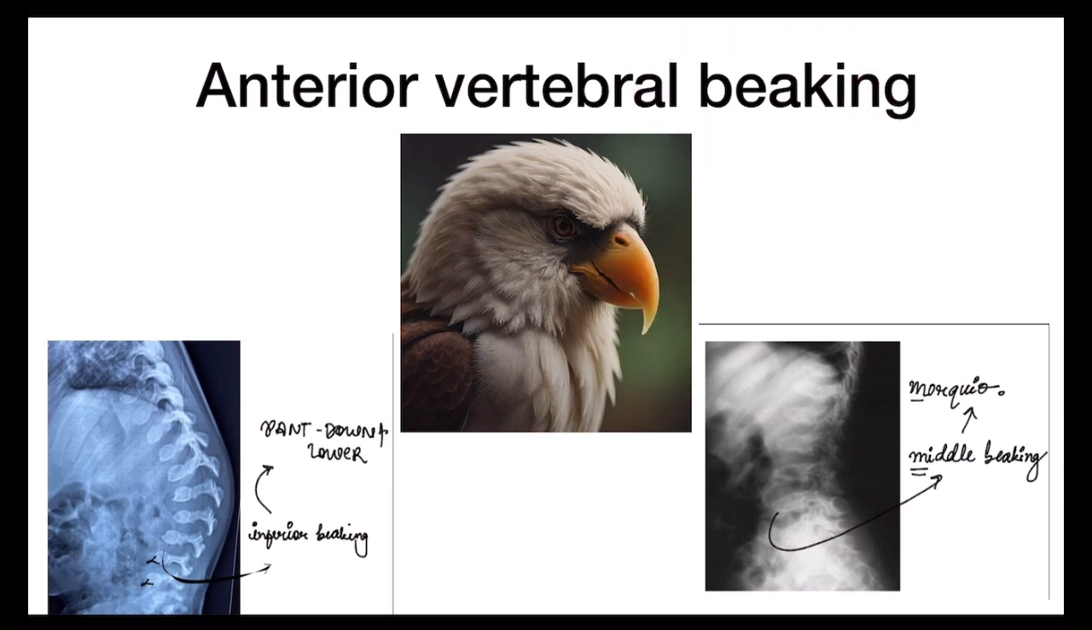So anterior vertebral beaking is of two types. First one is inferior beaking and second one is middle beaking. Inferior beaking, look here in this x-ray, you can see anterior tongue-like projections arising from the lower 1/3 of the anterior vertebral bodies. And in the second scenario, look, the anterior tongue-like projections are arising from the middle 1/3 of the vertebral body. And in both of these cases there is a separate set of differentials, so we will look into those.